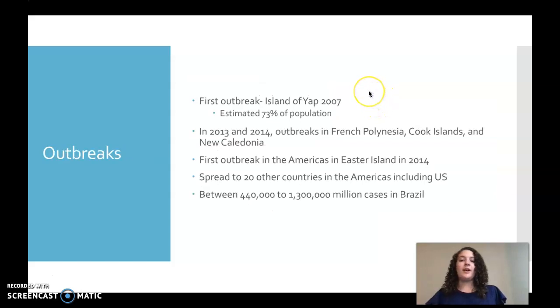Outbreaks. The first outbreak happened in 2007, as I mentioned before, on the island of Yap. It was estimated that 73% of the population got the Zika virus. So then in 2013 and 2014, there were outbreaks in French Polynesia, Cook Islands, and New Caledonia. Then the first outbreak in the Americas happened in Easter Island in 2014. In the Americas, it eventually spread to 20 other countries, including the United States.